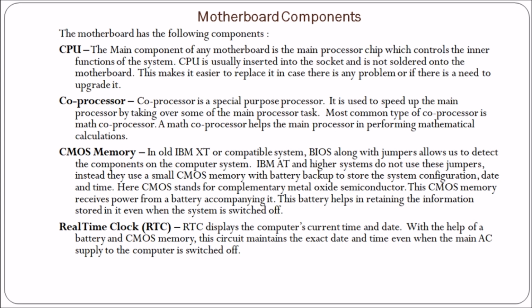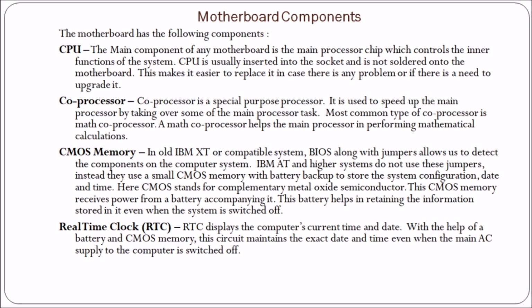Coprocessor is a special purpose processor. It is used to speed up the main processor by taking over some of the main processor tasks. The most common type of coprocessor is the math coprocessor. A math coprocessor helps the main processor in performing mathematical calculations.